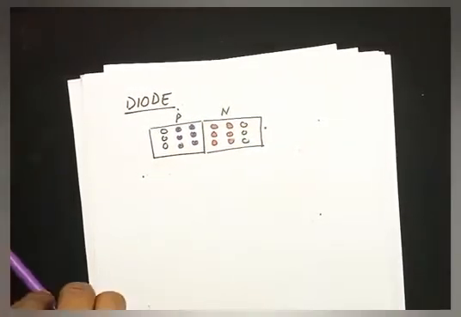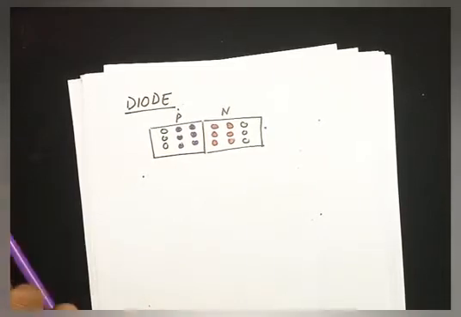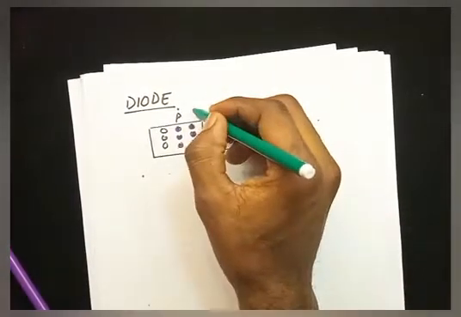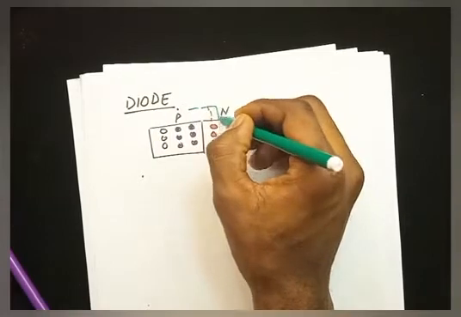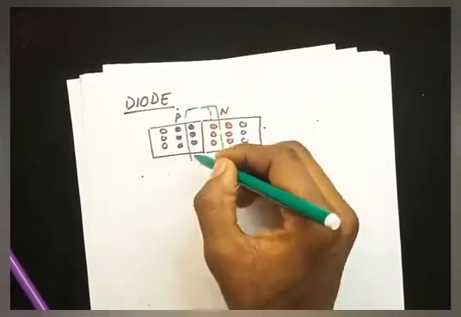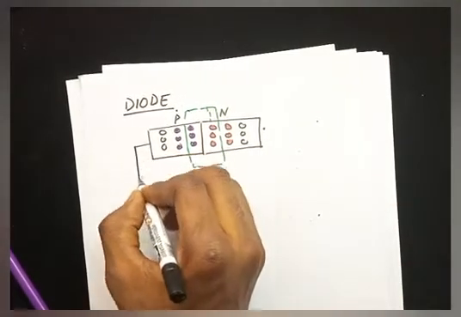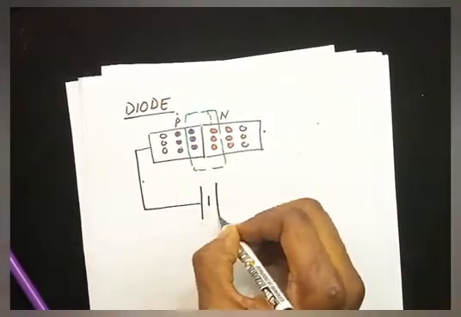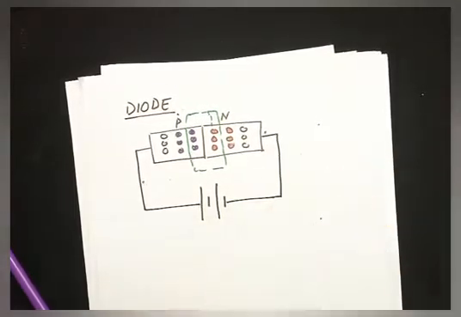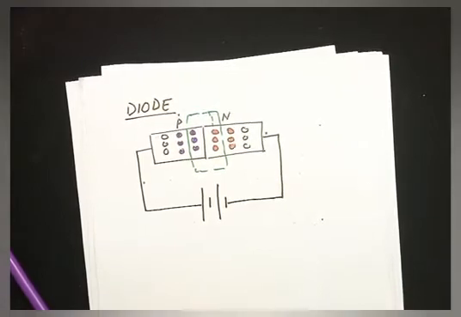This union of a p-type and an n-type semiconductor forms what we call a diode. A diode. This is what forms a diode. And we can place charges across this diode. When we place charges across this diode, two things can happen.